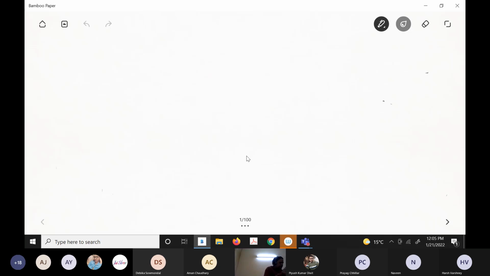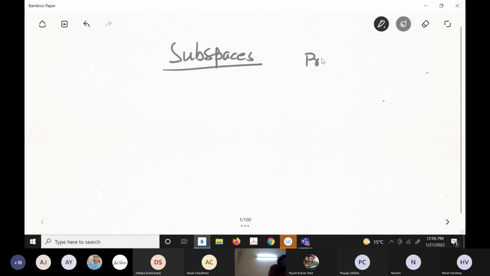Okay, let me start. Last time I talked about subspaces, creating a new space. Next time I will talk about product space, the product of topological spaces. But before that, remember how we got the subspace.